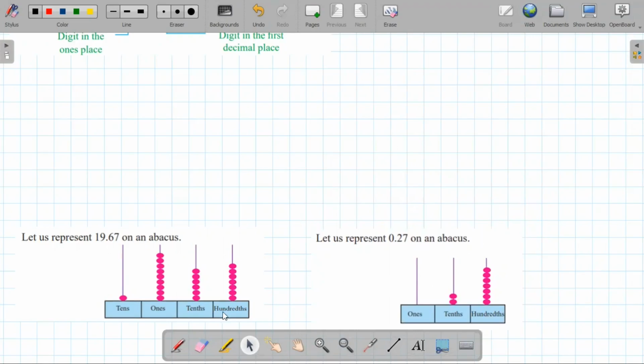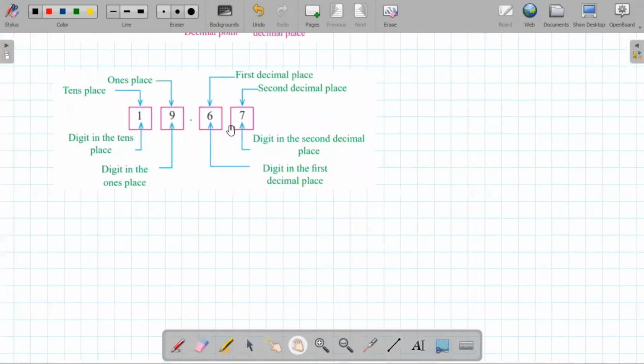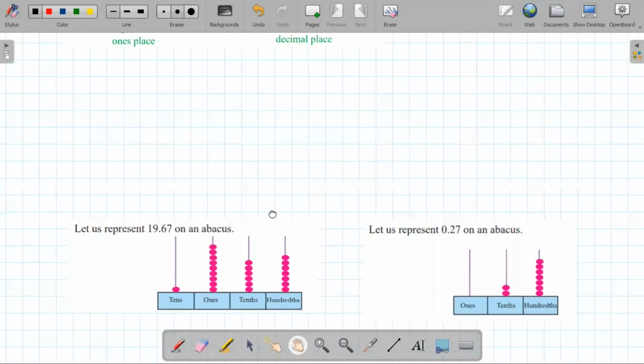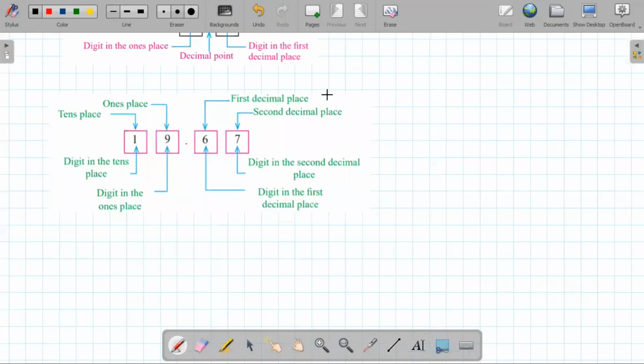So 19.67, right? In the earlier topic, we discussed presenting a decimal number in the normal way, right? 19.67. So here, this is the first decimal and the second decimal, which means, right? So it is the tenths place, right?